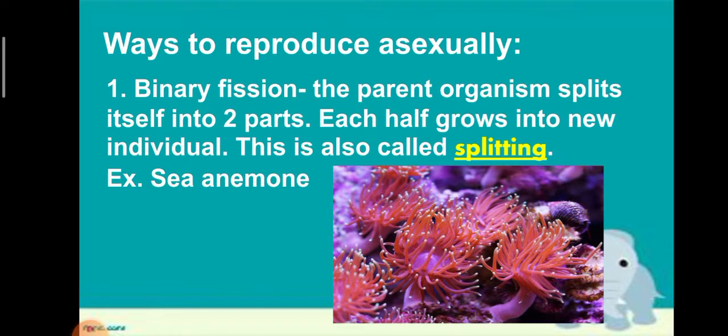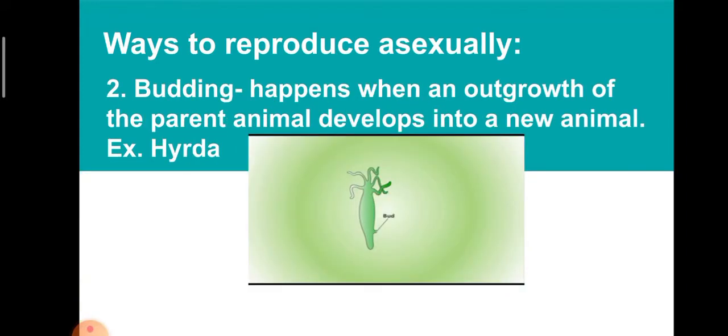Katulad ng nasa example natin, which is the sea anemone. Pag siya ay nahati, dalawa na kaagad siya. So kung meron tayong dalawang sea anemone na nahati sa dalawa, magiging apat na kaagad siya. So in that way, dumadami sila. Binary fission is also called splitting. Next one is budding.